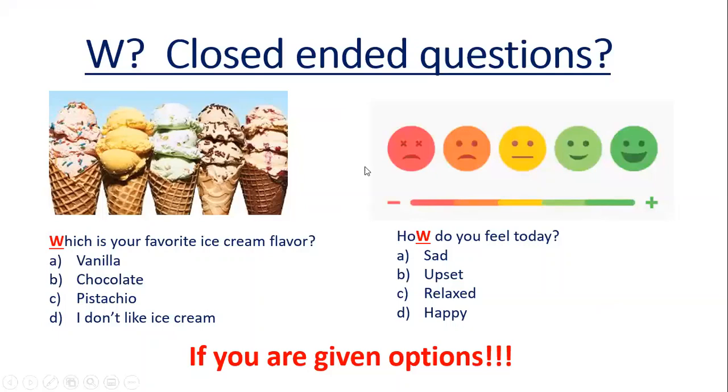What about on the right? About feelings. How do you feel today? Like right now, sitting here in front of your cell phone or in front of your computer. How do you feel today? And these are the only options that you can choose. Sad, upset, relaxed, or happy. In this case, we have a W question here and a W question here, but you have limited answers. So you are given options. That's why only in those 2 cases, we have W questions as closed-ended questions. Okay?